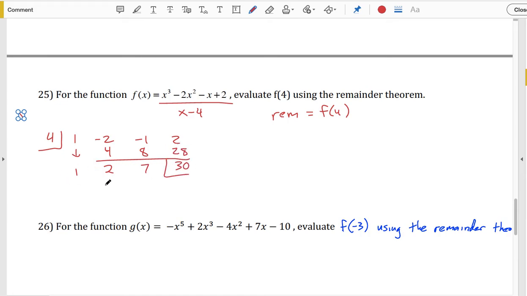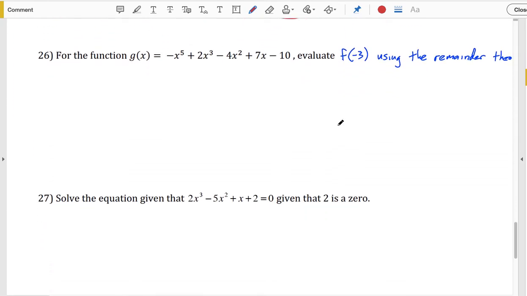Now remember, normally this is our solution. That's what we want when we do synthetic division. But when we use the remainder theorem, the remainder is what we want, because it's an alternative way to evaluate f of 4. So we know f of 4 equals this remainder, which is 30. Now, of course, you could have just found f of 4 by plugging all these in, but that wouldn't have been doing it using the remainder theorem. So that's the key here. Use the remainder theorem to evaluate f of 4.